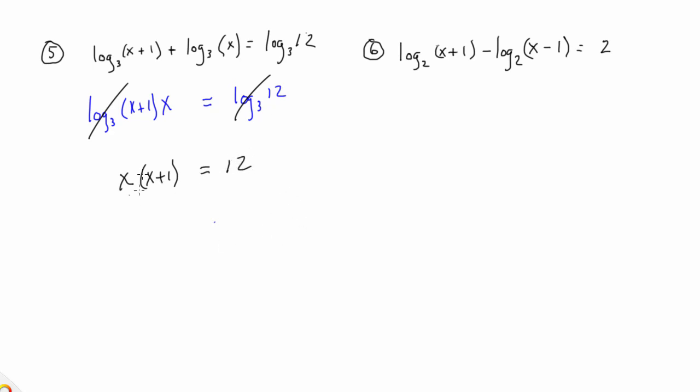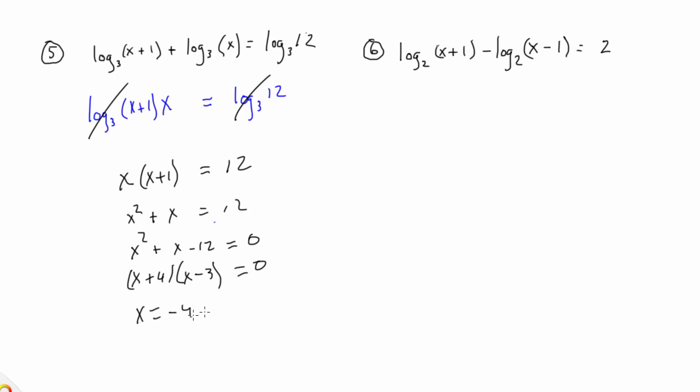Okay, and then I'm going to solve this. So I'm simplifying the left side. So I have x squared plus x equals 12. Now this is a quadratic, so I'm taking everything to the left side. And I'm going to factor. So this turns into x plus 4, x minus 3 is equal to 0. So this is going to give me x equals negative 4 or x equals 3. Now, a quick check.